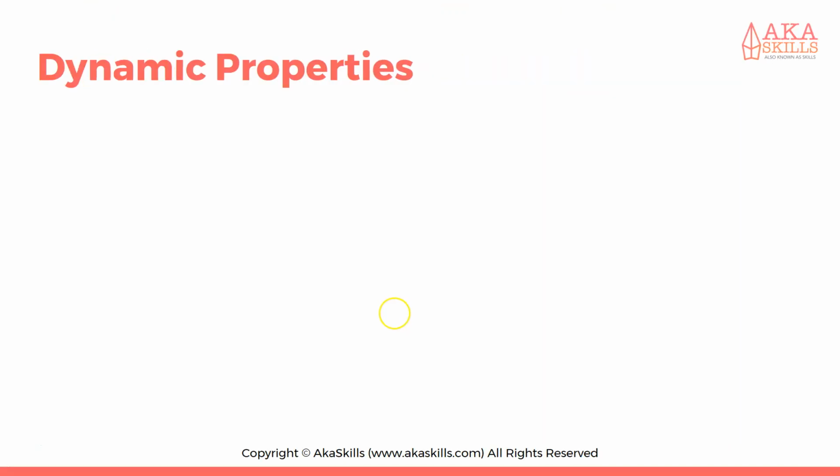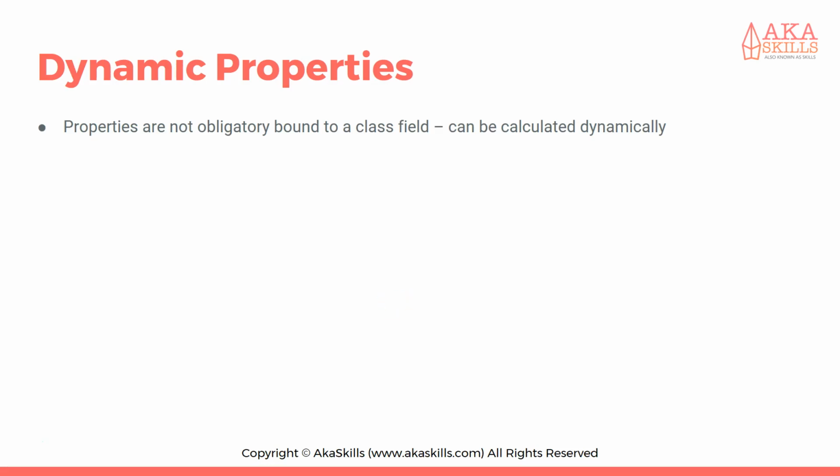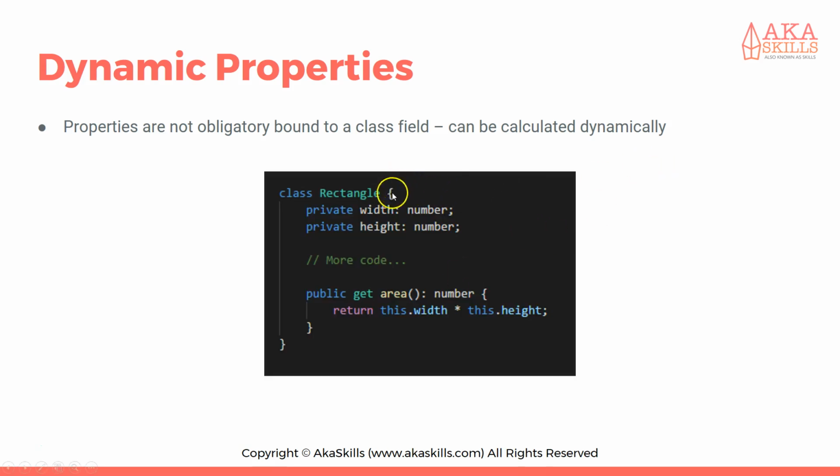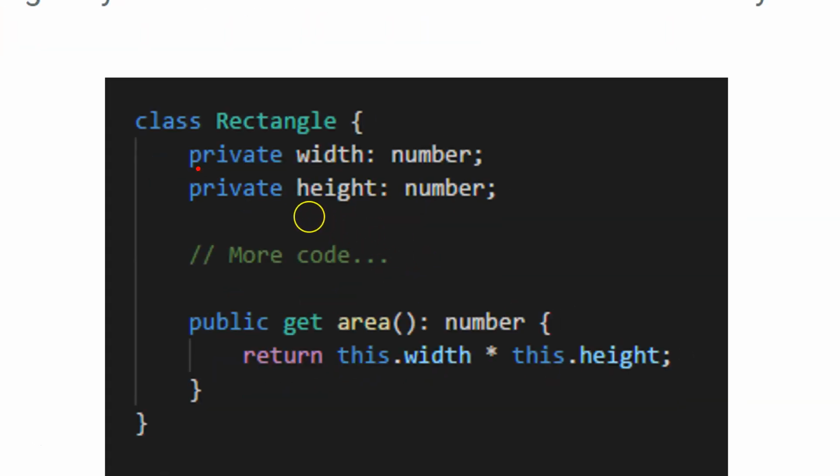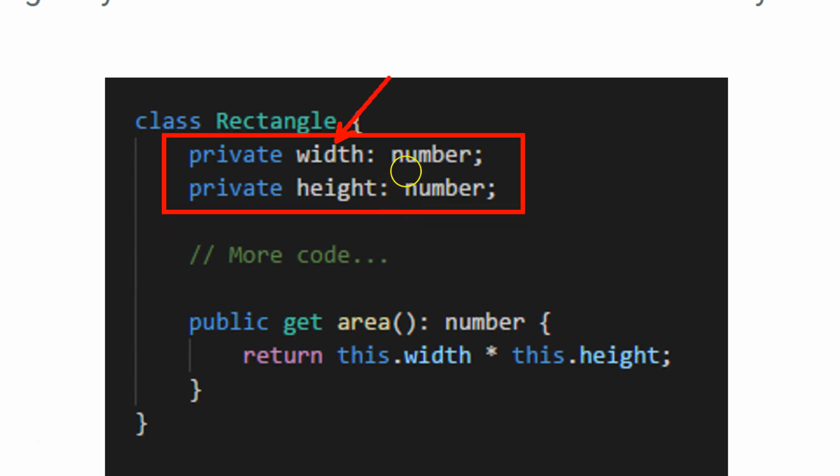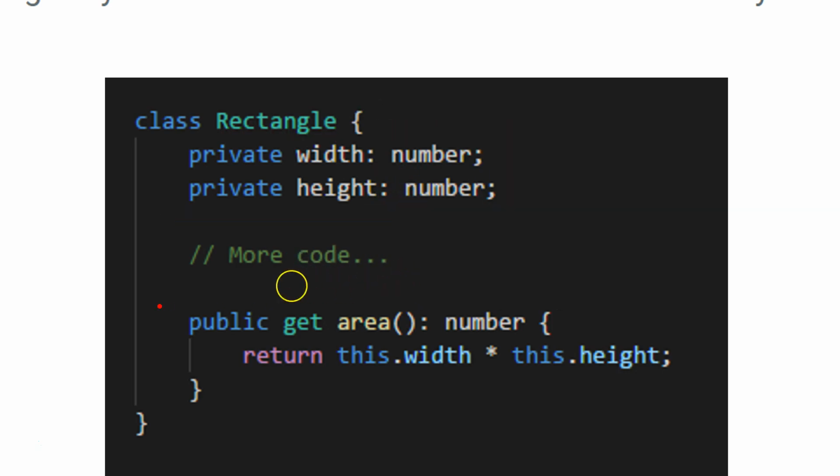We can have dynamic properties, and properties are not obligatorily bound to a class field. They can be calculated dynamically. Here is an example. I can have a class Rectangle with two private fields for width and height. Both of them are of data type number. Then I have some code here, and here is my property.